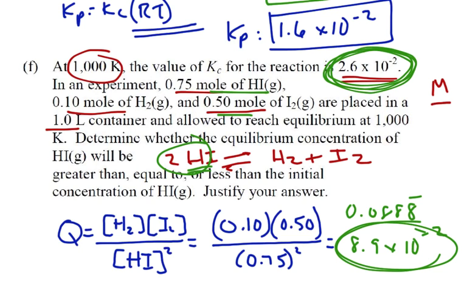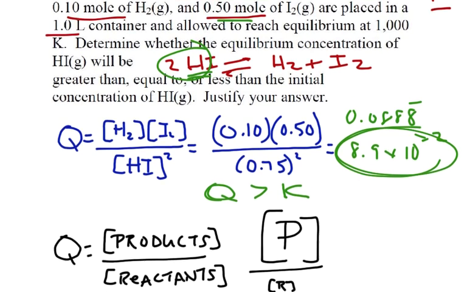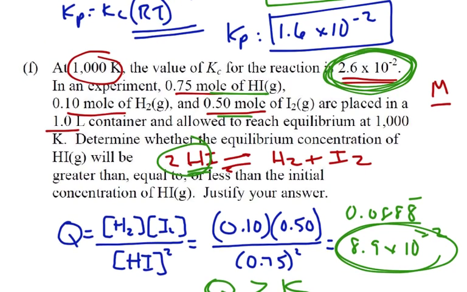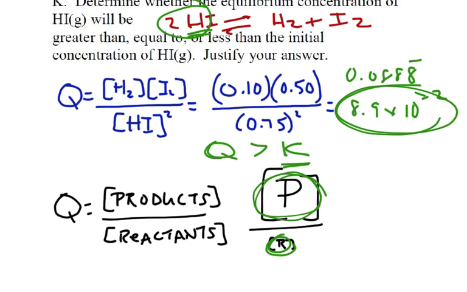So my Q is greater than my K. Now what does that tell me? That tells me, since Q and K are products over reactants, if my Q is greater than my K, that means my product number is greater than my reactant number that I need for equilibrium. So compared to my equilibrium constant, which was 2.6 times 10 to the minus 2, and I have 8.9 times 10 to the minus 2, then I know that I have too many products.